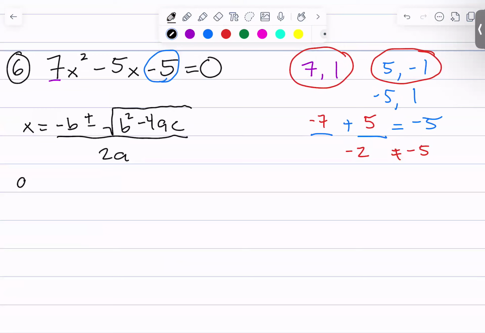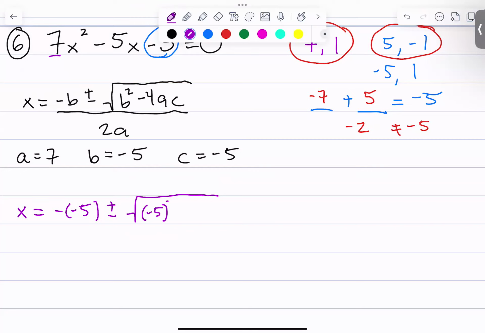Where my a value here is 7. My b value here is negative 5. And my c value here is also negative 5. So I have x equals negative negative 5 plus or minus the square root of negative 5 squared minus 4 times 7 times negative 5, all over 2 times 7.